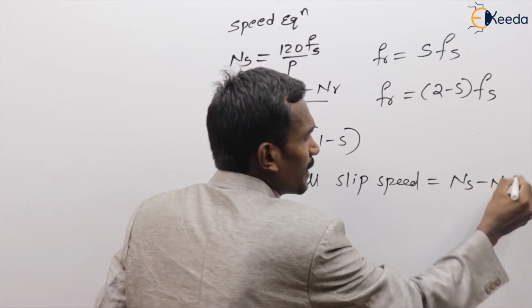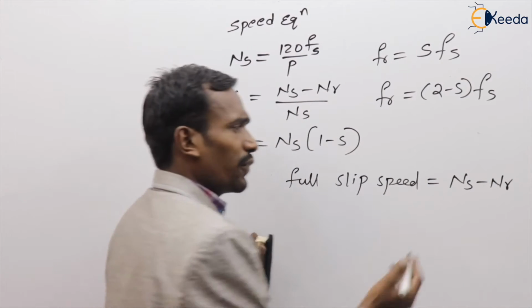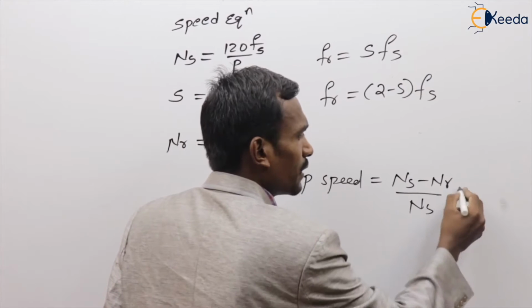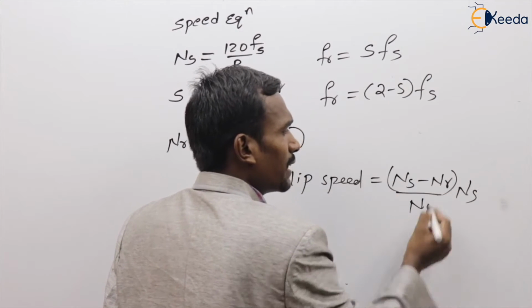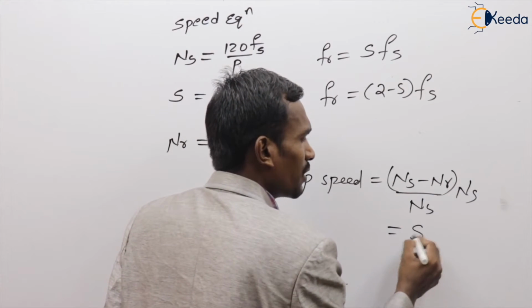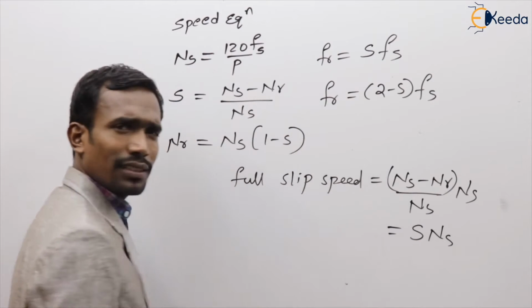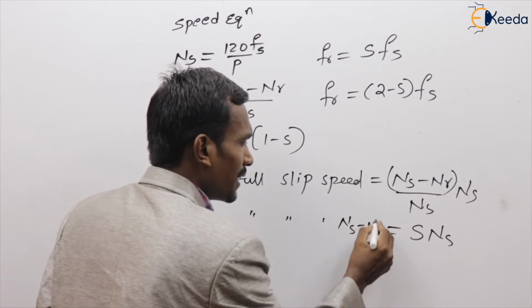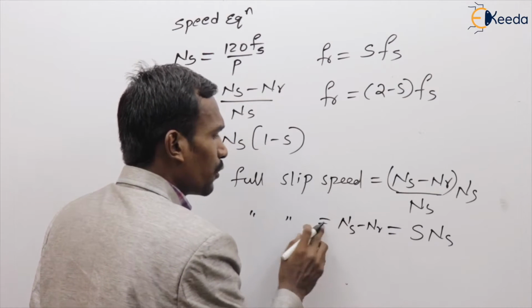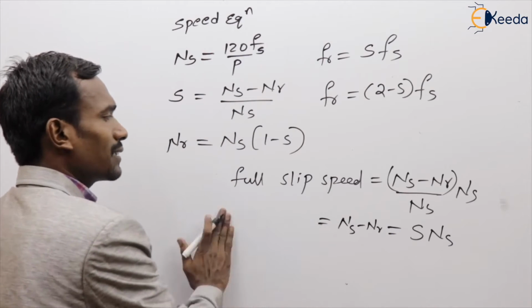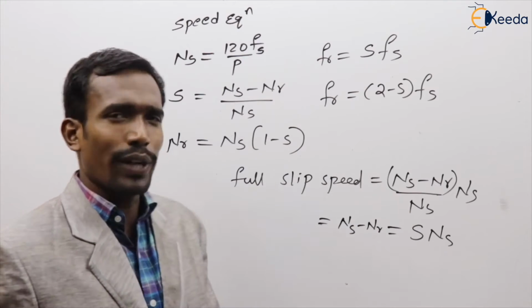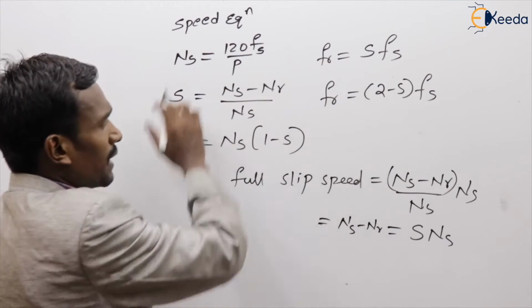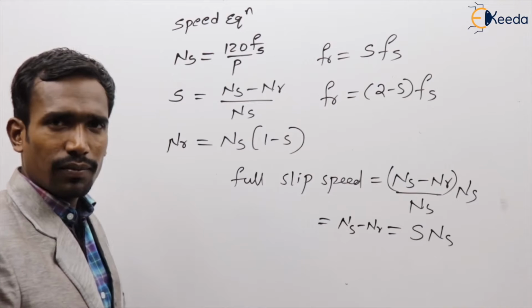And full load slip speed, Ns minus Nr. If we multiply and divide with Ns, it is also written as s into Ns. So full load slip speed Ns minus Nr is nothing but s into Ns. These are the speed equations, very important.